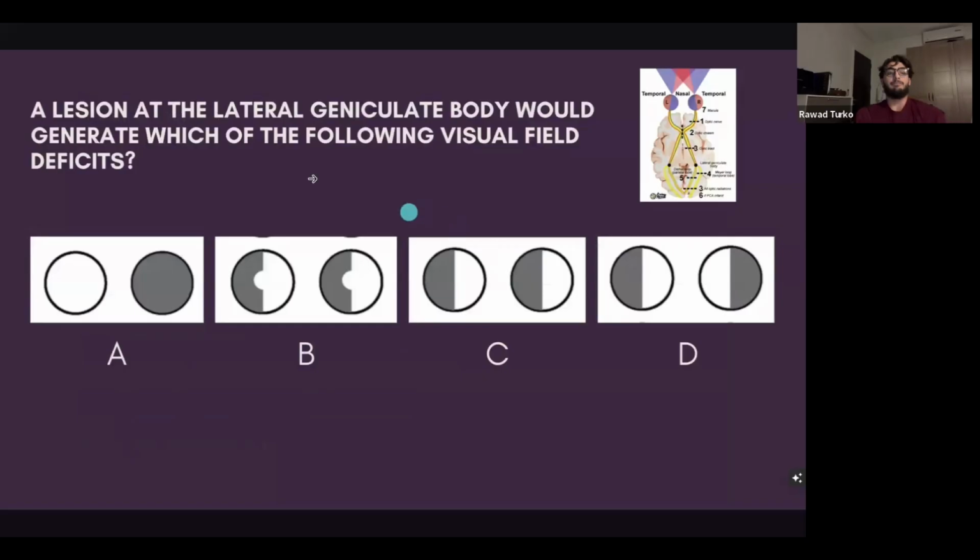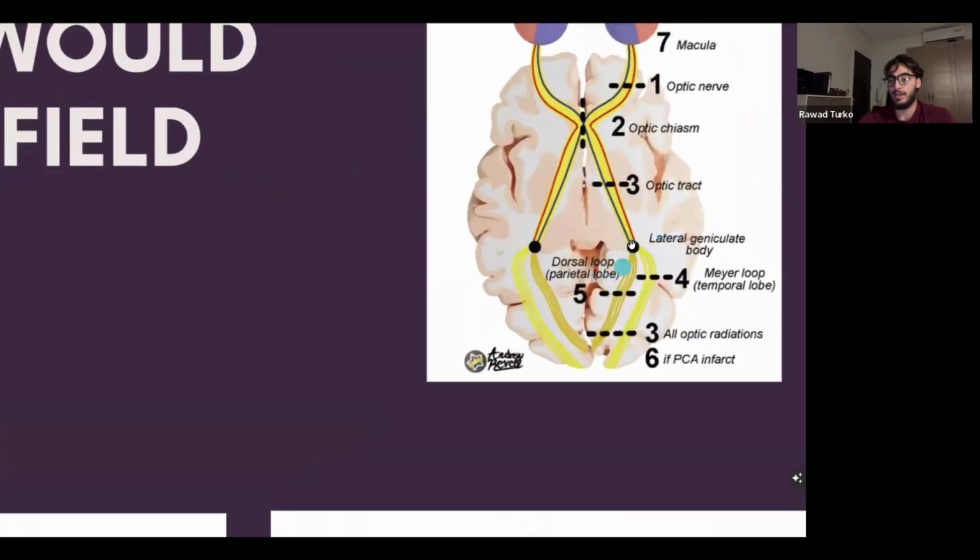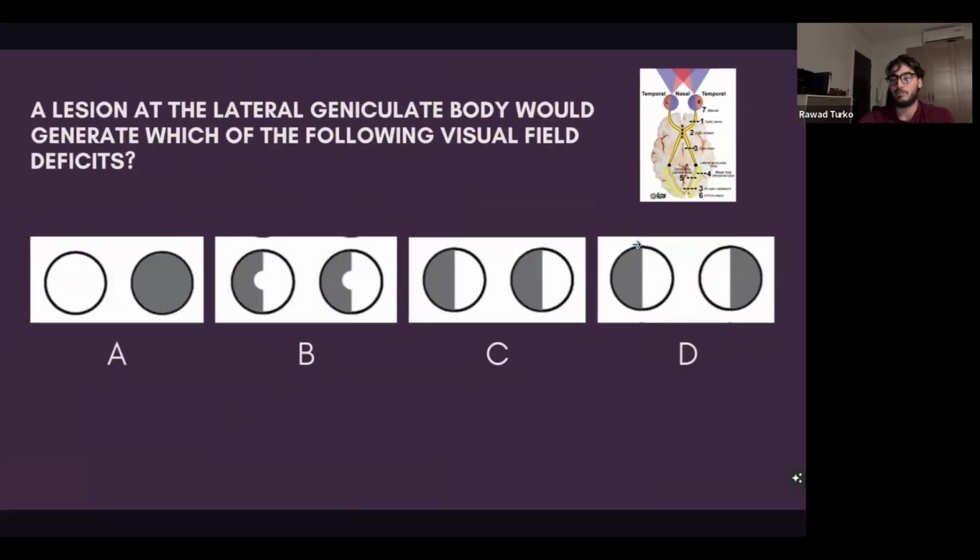Okay? All right, a lesion at the lateral geniculate body would generate which of the following visual field defects? Just so that we can orient ourselves, this is where the lateral geniculate body would be. Okay, so for the answer, these two are repeated, so ignore D. But the answer would be C. Okay, so you would have complete contralateral homonymous hemianopsia.